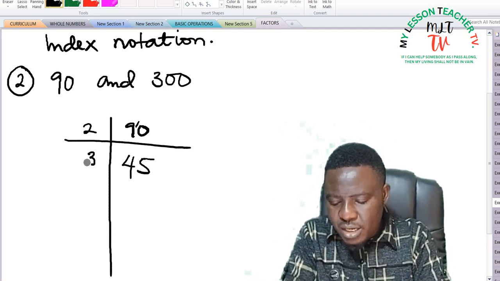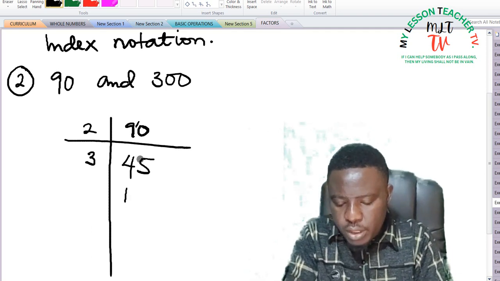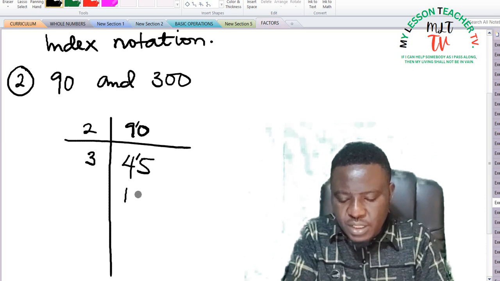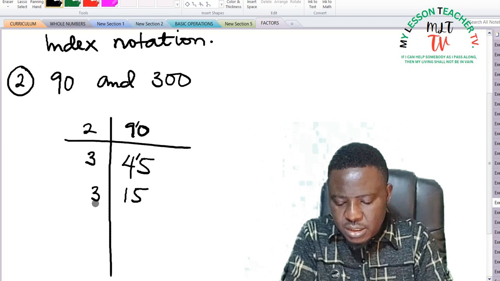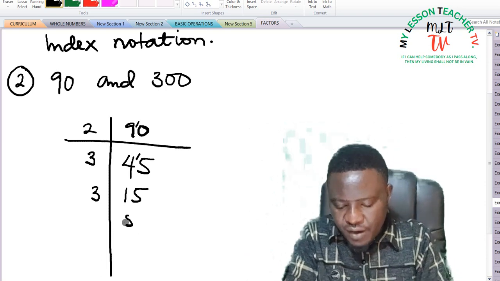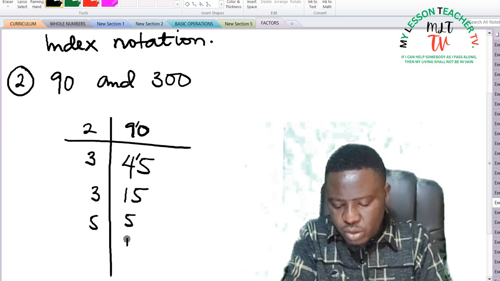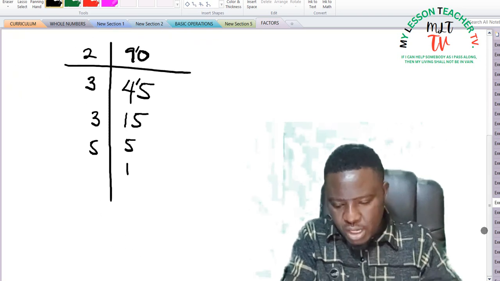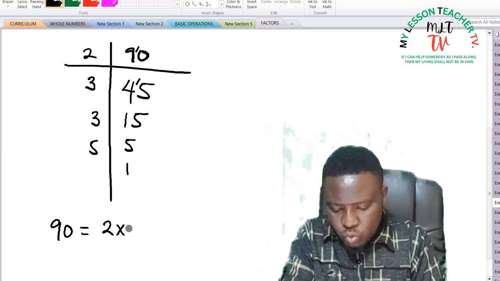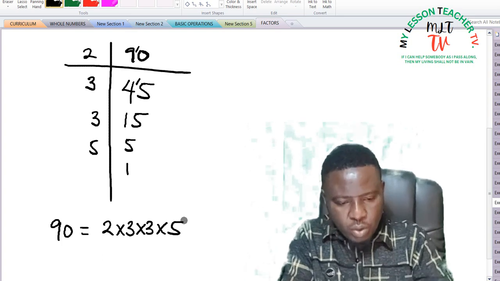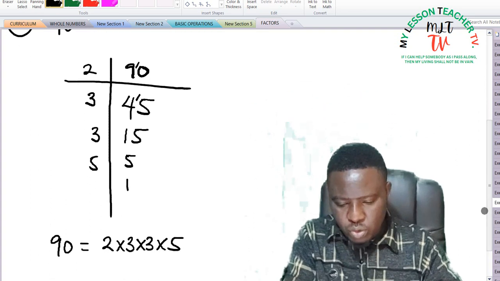It therefore means that 45 is divisible by 3. So we shall divide by 3. 3 into 4 is 1 remainder 1. This becomes 15. 3 into 15 is 5. So 3 can go into 15 5 times, and 5 into itself is 1. So that 90 can be expressed as 2 times 3 times 3 times 5. We also do the same to 300.